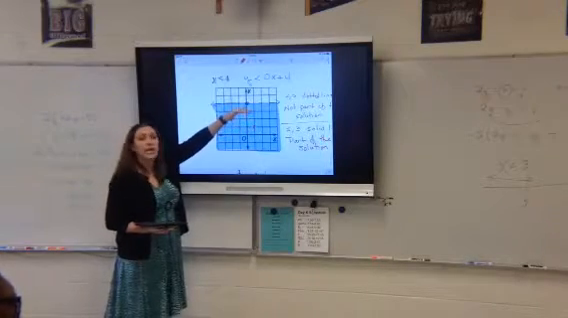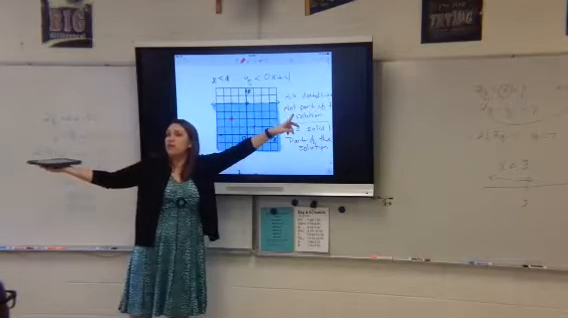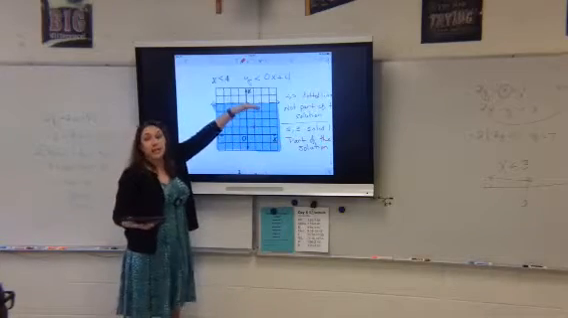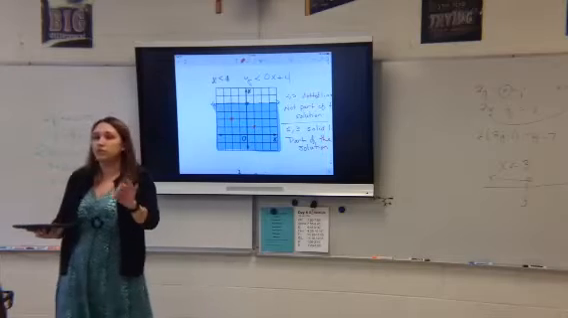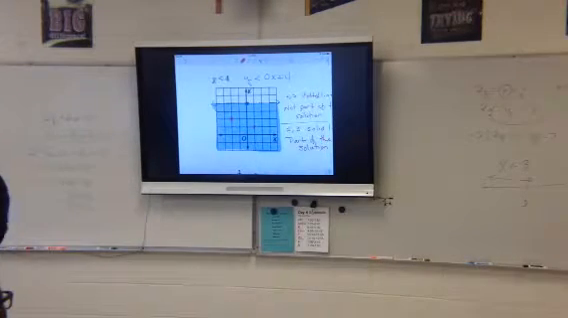This shading, where we've got arrows, the arrows mean it goes out forever and ever. The shading goes down forever and ever. It doesn't stop. So there's going to be an infinite number of solutions here. Solutions will go on forever.